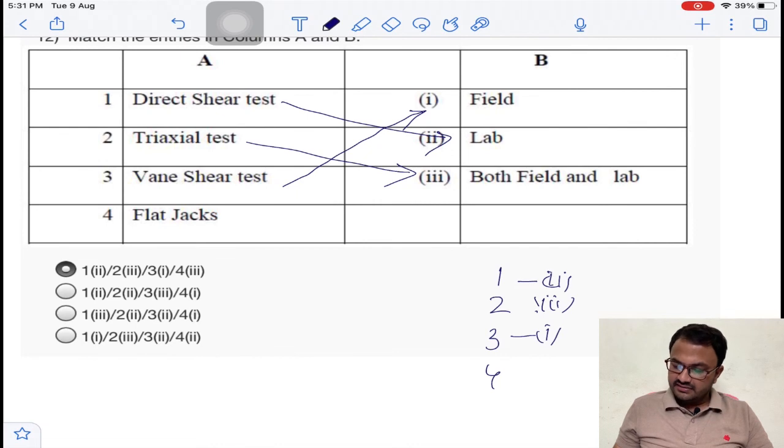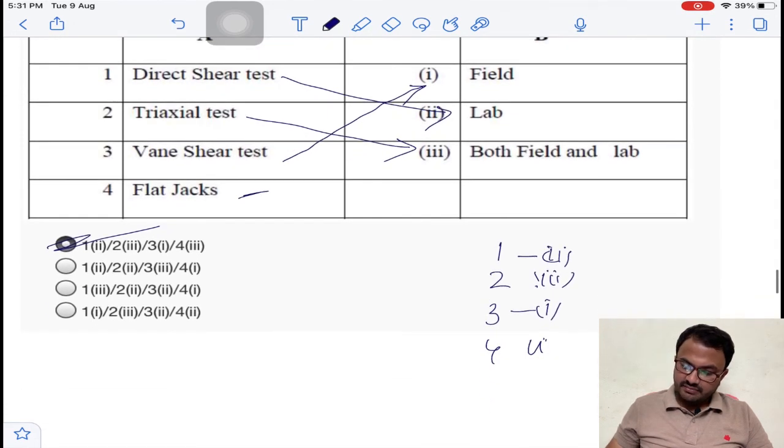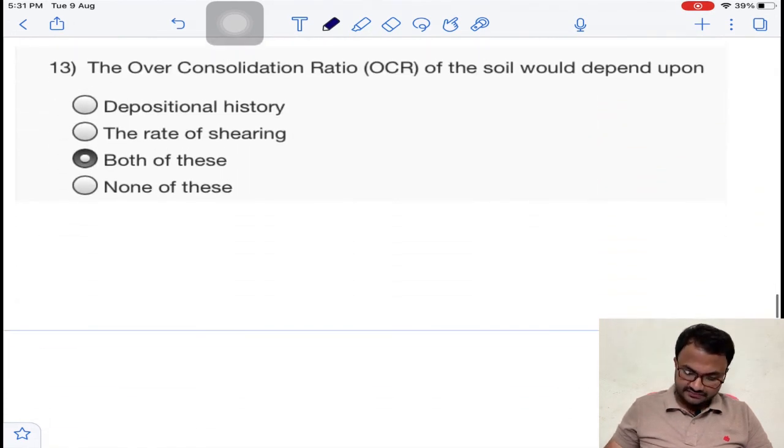Clear? And the remaining 4, flat jacks, we can use in the field as well as in the laboratory. So it is 3. So for question number 12, the answer is A.